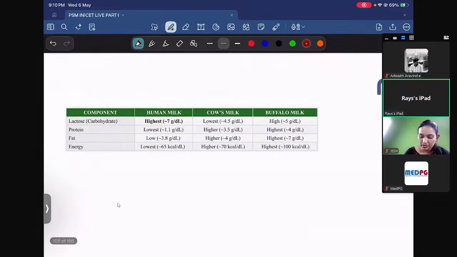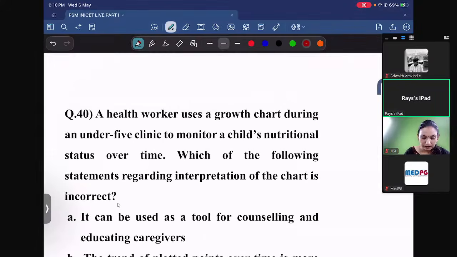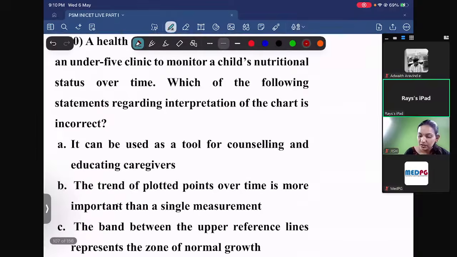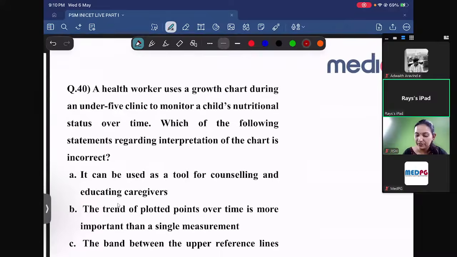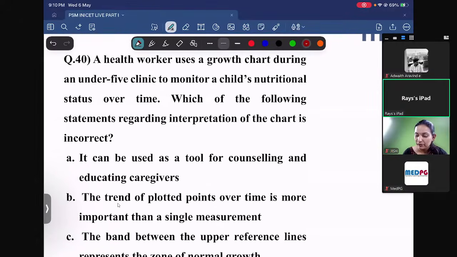Next question is, a health worker uses a growth chart during an under 5 clinic to monitor a child's nutritional status. So growth chart is the question here. Which of the following statements regarding interpretation of the chart is incorrect?